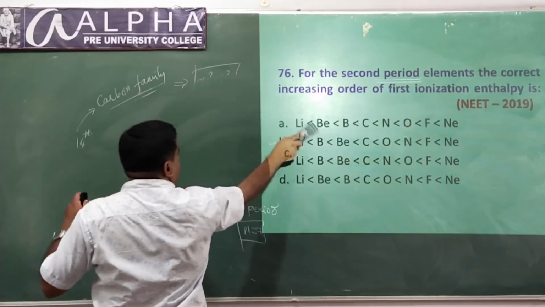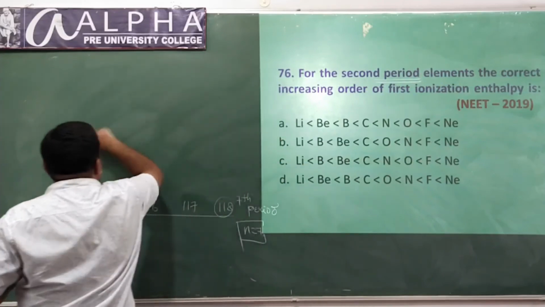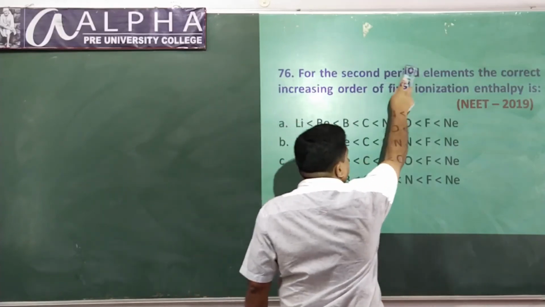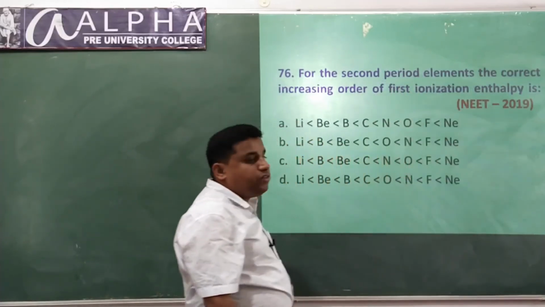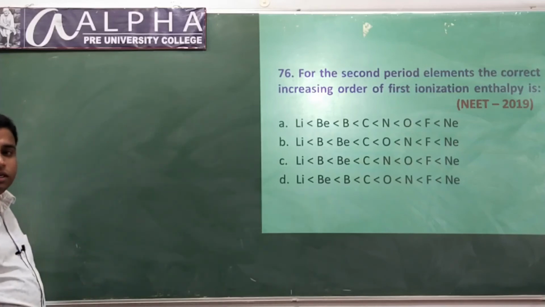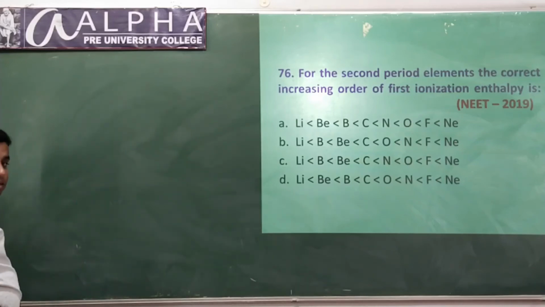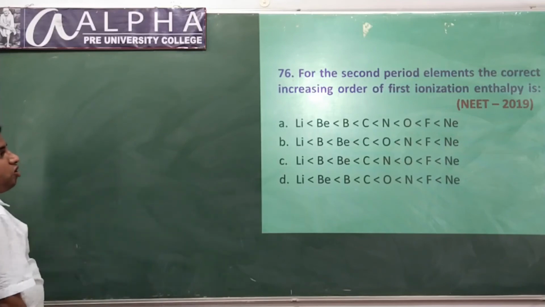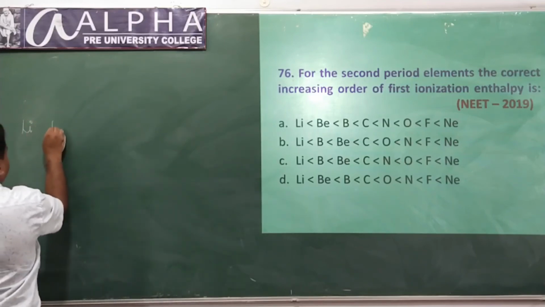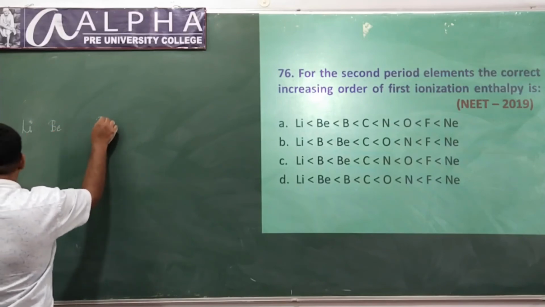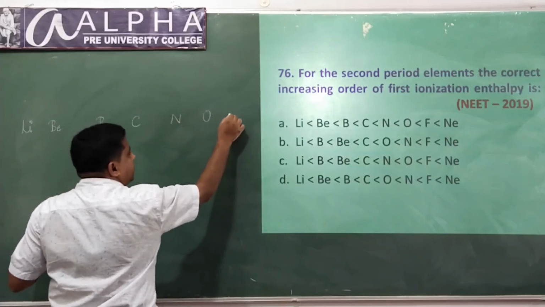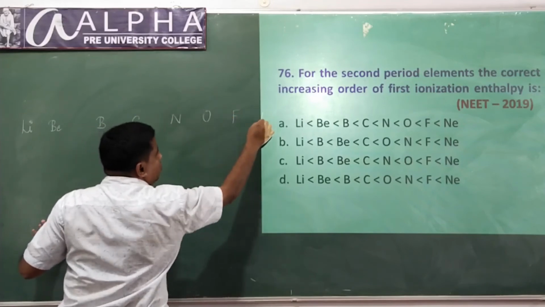NEET 2019, very recent question. They are talking about increasing order of first ionization enthalpy. Very simple question, isn't it? They have given lithium, beryllium, boron, carbon, nitrogen, oxygen, fluorine, and also neon.